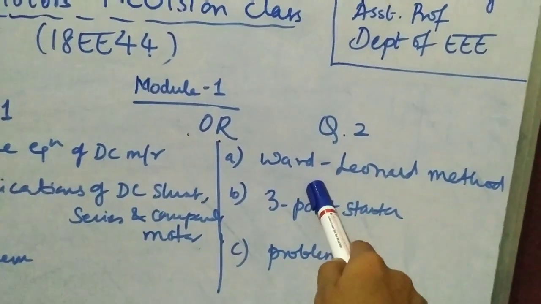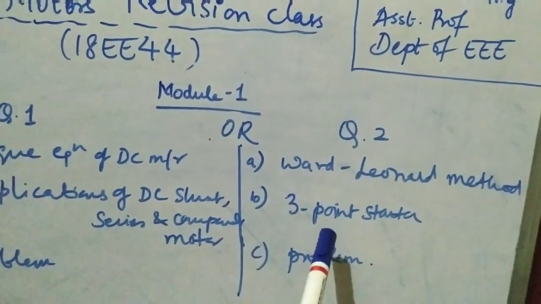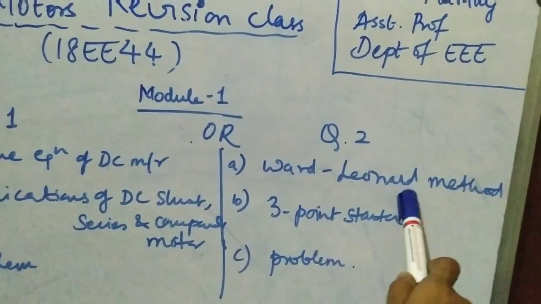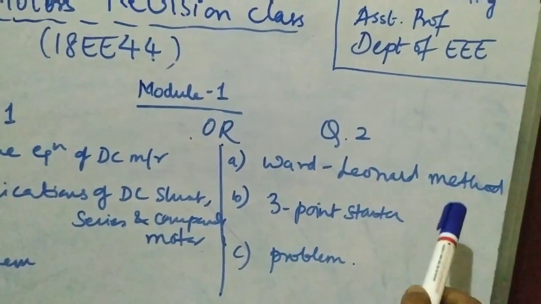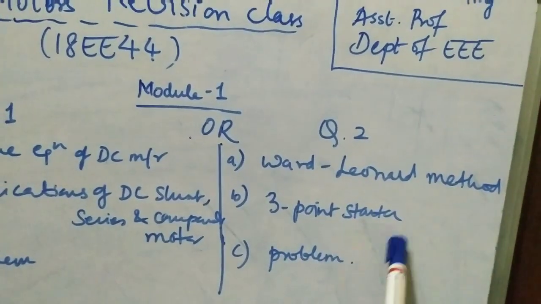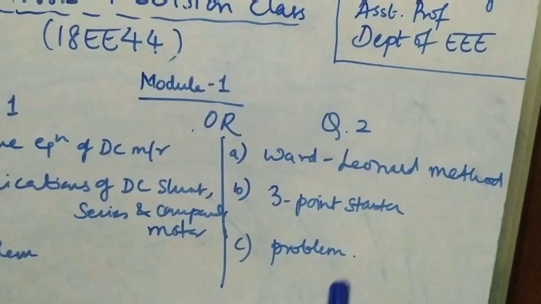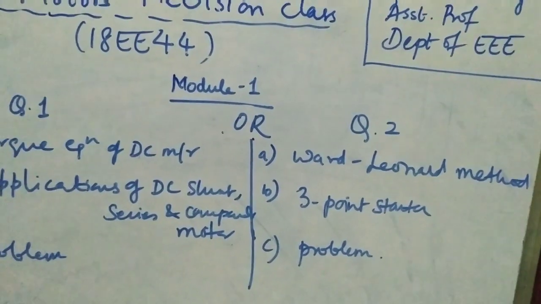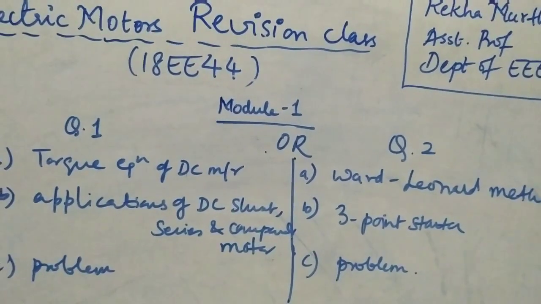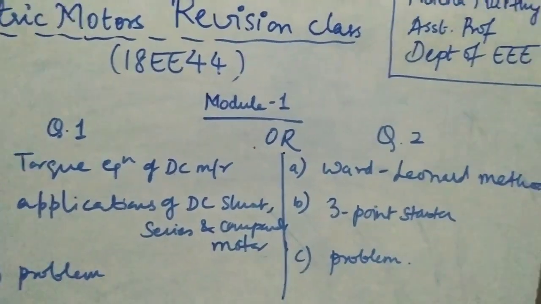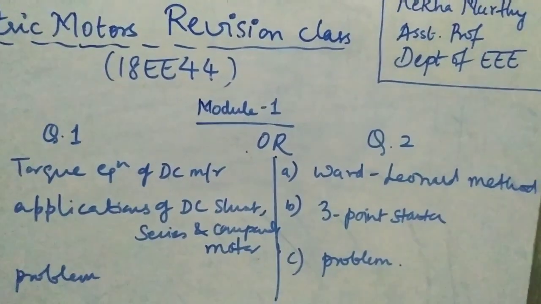And 2A was a choice here. 2A was the Ward-Leonard method. You have to be thorough with the diagram and explanatory part, and the 3-point starter also, with the diagram and explanatory part, and the easy problem. So this is how we can solve the first module question from the question paper of July 2017.